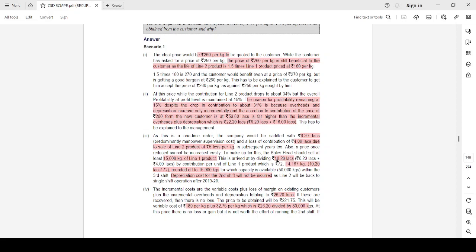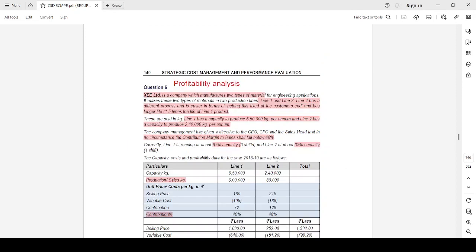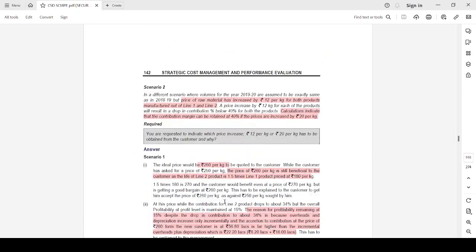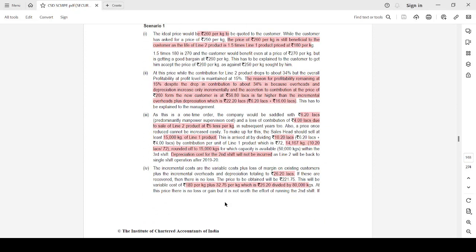So how can this be recovered? This can be recovered only from the line 1 product. Line 1 product currently earns a contribution of 72 rupees. So I divide 10.2 lakhs by 72, which gives me around 14,167 kg. So approximately, if I'm able to sell 15,000 additional kgs of line 1 product at the same rate, because no rate change has been given for line 1 product, then I will be able to recover these costs.